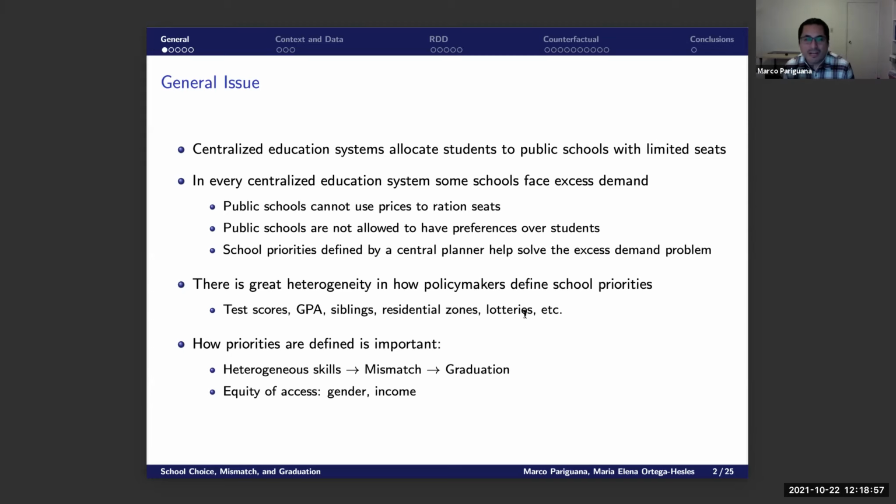But in principle, how priorities are defined is quite important, because think of the case where there are heterogeneous skills among the students, and the planner decides to put all the weight in one particular skill. So then you could create this mismatch problem that leads to low graduation rates. In addition, let's say you put all the weight in a measurement of student skills that favors one gender versus the other. Let's say you put all the weight on the standardized test and females perform a bit lower on the standardized test, then you're affecting the equity of access.